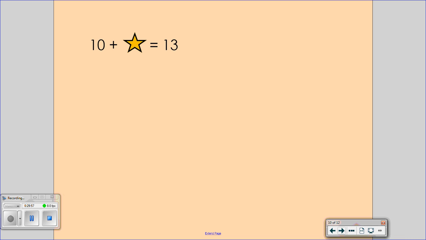Alright, so here's a problem where we have an unknown number. We have a giant star, and giant stars are not numbers. They would be stars. Okay? A lot of you can look at this and say, ooh, I know it. Easy peasy, which is fine. But let's pretend, I'm not so sure about this.